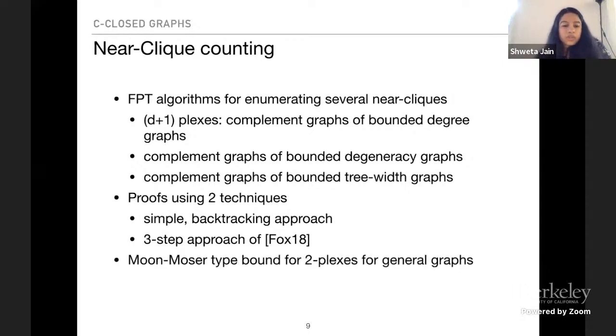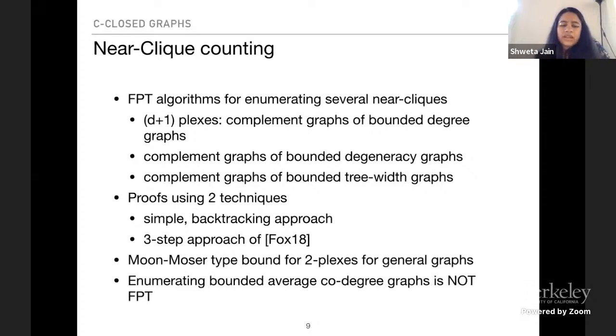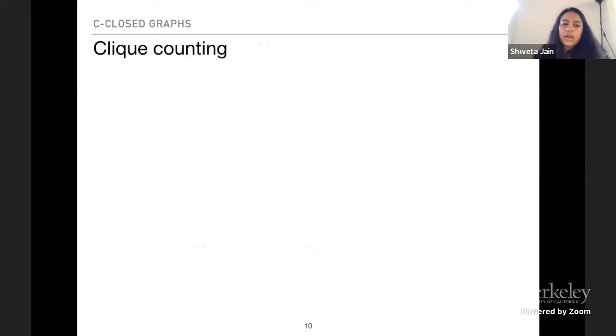So in the process of proving these results, we also gave a Moon-Moser type bound for the number of 2 plexes in general graphs, and this bound is tight. This is the only other known result of this kind other than the Moon-Moser bound for the number of maximal cliques. And we also showed that some kinds of subgraphs cannot be enumerated in FPT time. So not all kinds of such near-cliques can be enumerated in FPT time.